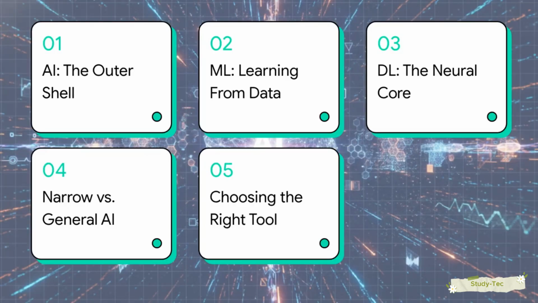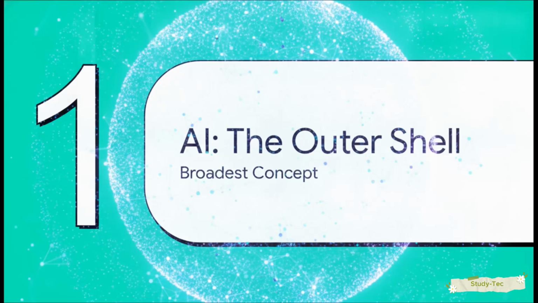So here is our map of intelligence for today. We'll start at the broad outer shell of AI, dive into machine learning, plunge straight into the neural core of deep learning, and finally zoom back out to look at narrow versus general AI and how you actually go about choosing the right tool. All right, let's start with Section 1, AI, the outer shell.